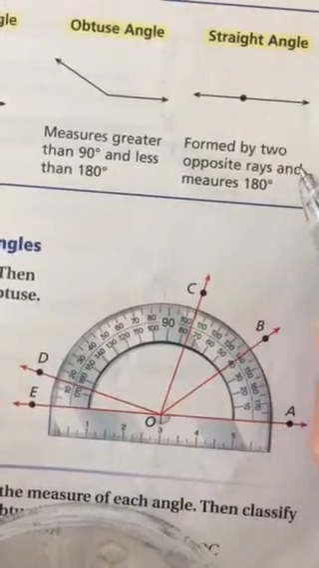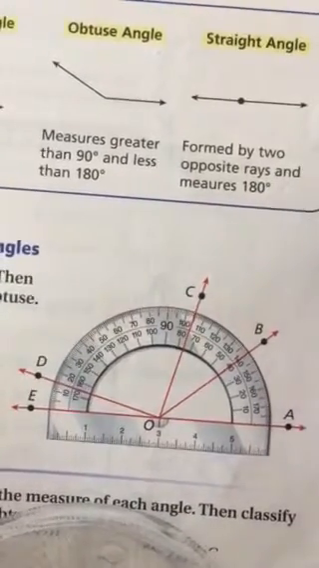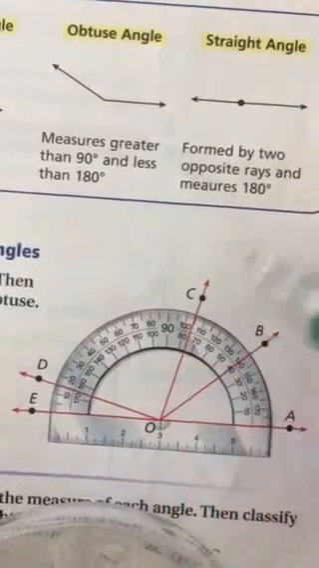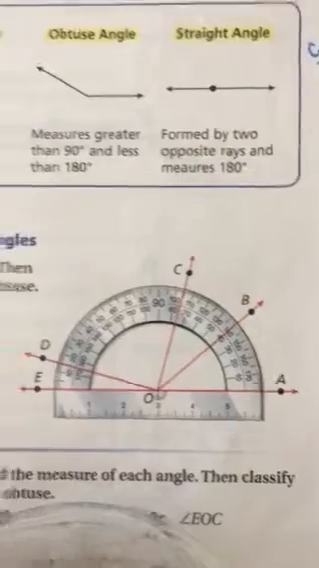Or 15 minus 105 is negative 90 degrees, but of course it's absolute value. So again, the measure of angle DOC is 90 degrees, and that would be a right angle. All right, please flip your page.